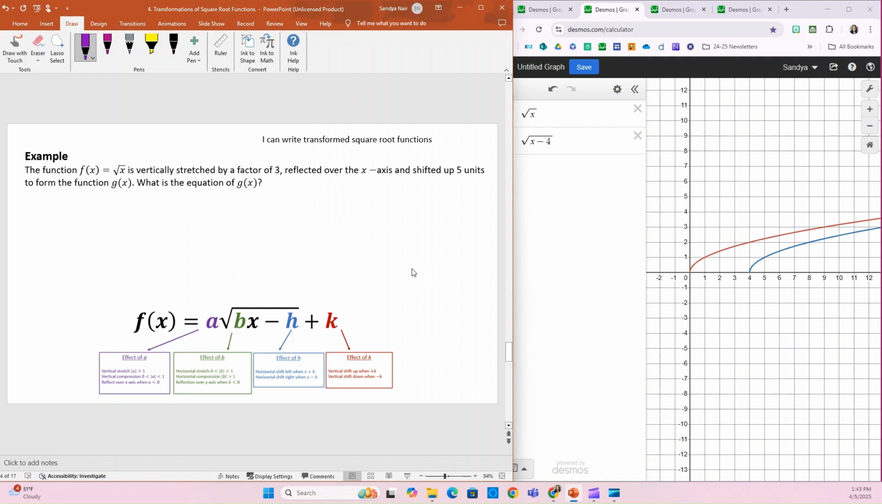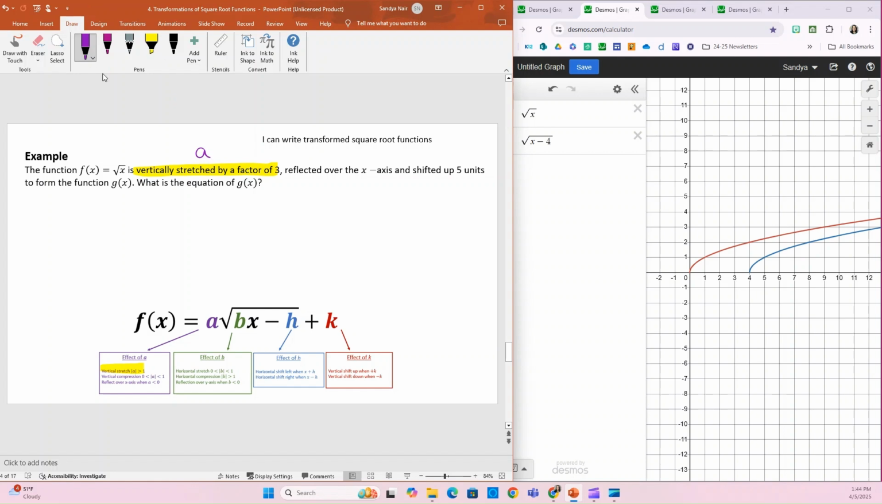So here we have another example. It says the function f of x equals the square root of x is vertically stretched by a factor of 3, reflected over the x-axis, and shifted up 5 units to form g of x. So vertically stretched by a factor of 3, if I go to my chart here, it says a vertical stretch when the absolute value of a is greater than 1. So that means that this is going to represent the value of a.